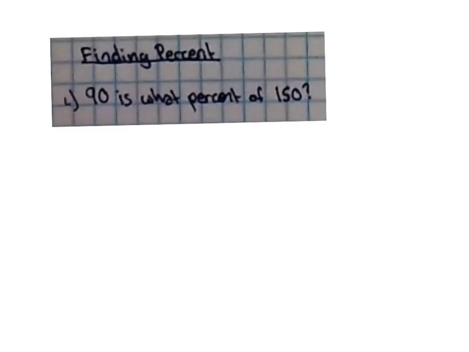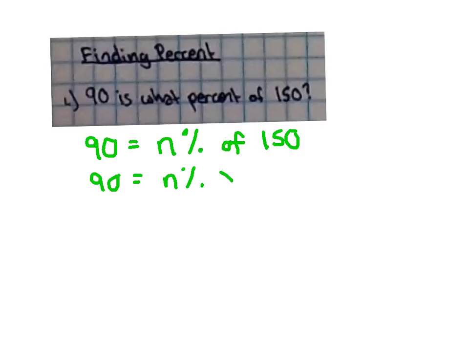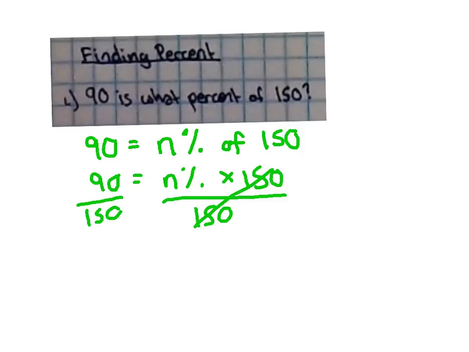90 is what percent of 150? So this time I have n as my percent because I'm not sure what the percent is. So when I try to solve for n percent times 150, my goal is to get n by itself. So again, what should I do to both sides to get n by itself? The inverse of multiplying by 150 is dividing by 150. So I'm going to divide both sides by 150 because that just leaves me with n percent.